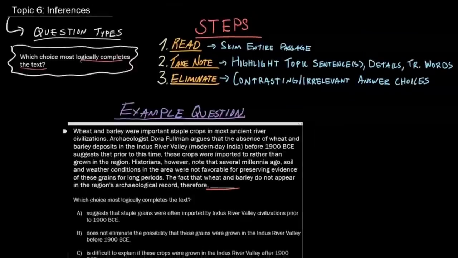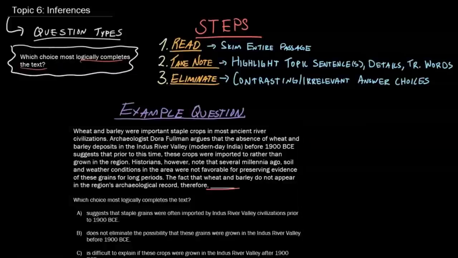The first thing is you want to skim all of the passage. Don't read every single word. Just look over it and take note of which words are either details or transition words, as we covered in topic 5, and if you see a topic sentence like this one, usually the first sentence, wheat and barley were the most important staple crops in most ancient river civilizations, definitely take note of that too. On your College Board Blue Book test, you'll be able to use a highlighter, and you'll be able to use multiple colors of that highlighter so you can make sure that your answers are perfectly coordinated.